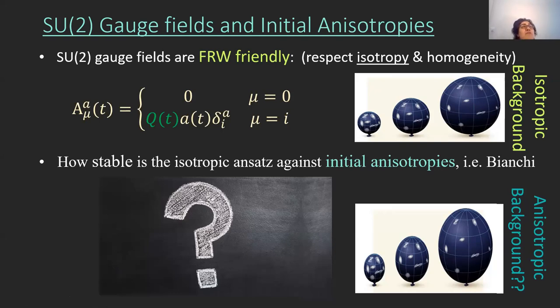Imagine that instead of FRW, we started a little bit away from that, like we start from a Bianchi geometry, which is basically a space-time in which the expansion rate in this direction is different than the expansion rate in the other direction. Then if this isotropic field configuration is not stable, even if we start from a perfectly isotropic solution, shortly after that we get away from it and end up in an anisotropic geometry, which is definitely not the space-time that we observe today around us. So this is a very important question: to see if this initial isotropic solution is the attractor or not.